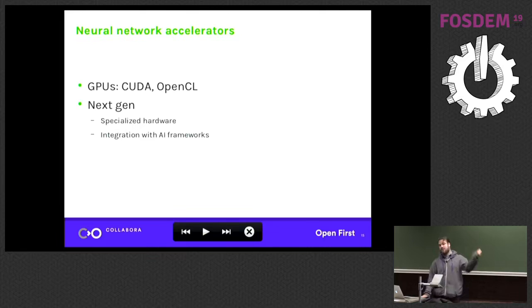Yes. So also specialized hardware is coming. A lot of these are specialized accelerators that are not like GPUs, but that have been really designed for AI workloads. And these will require some integration, and GStreamer is probably going to be a key thing there.